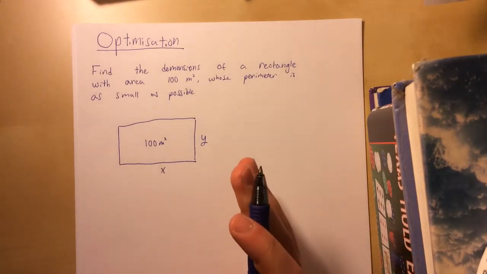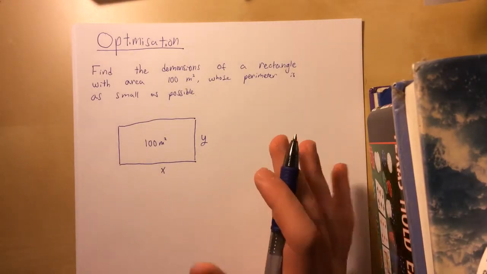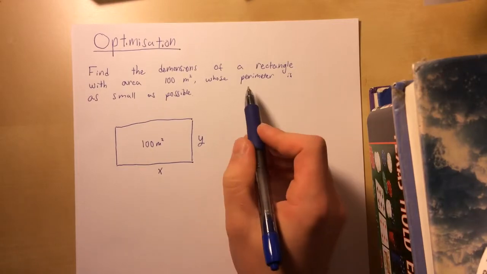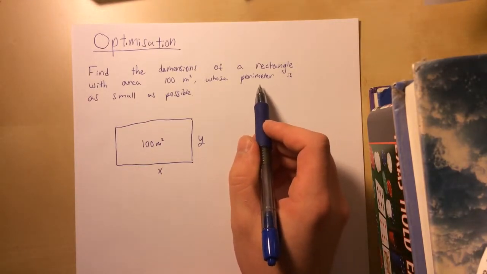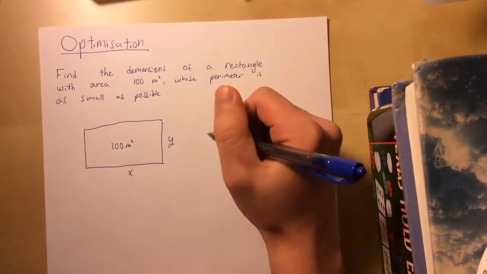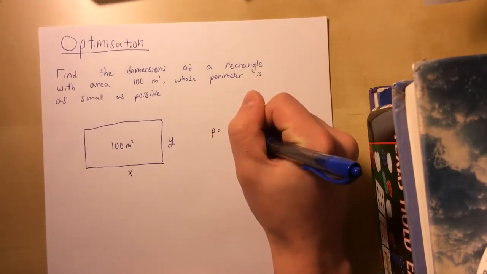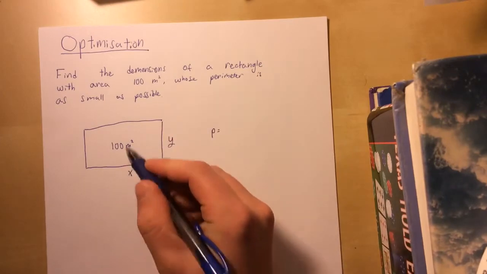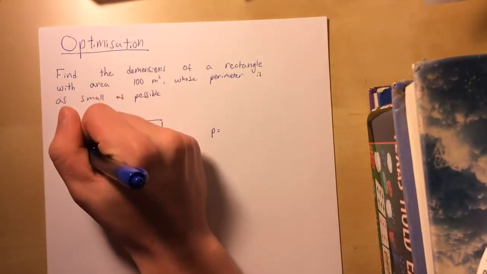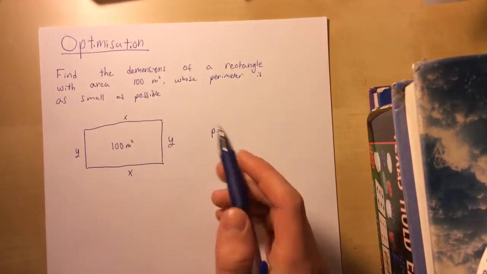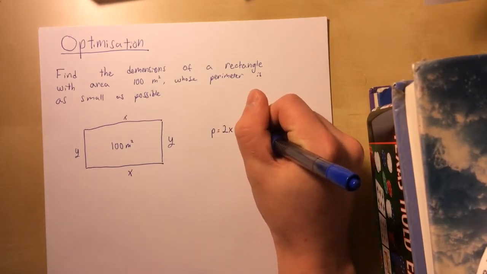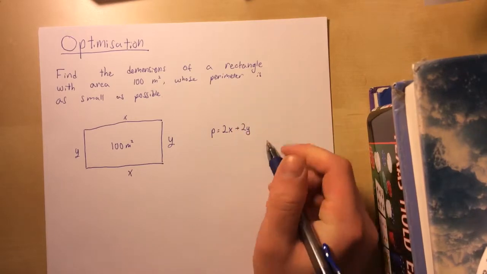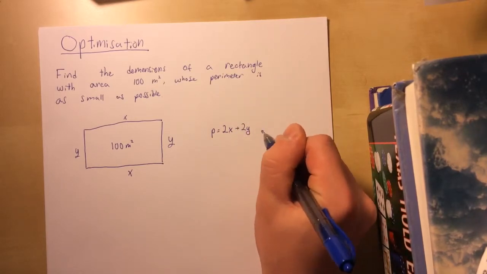So now what you want to do is find an equation for your variable. In our case, it's going to be the perimeter, so we want to find an equation for the perimeter. So the perimeter is going to equal 2x plus 2y, because we're just adding up these. And now this is what we're trying to minimize.